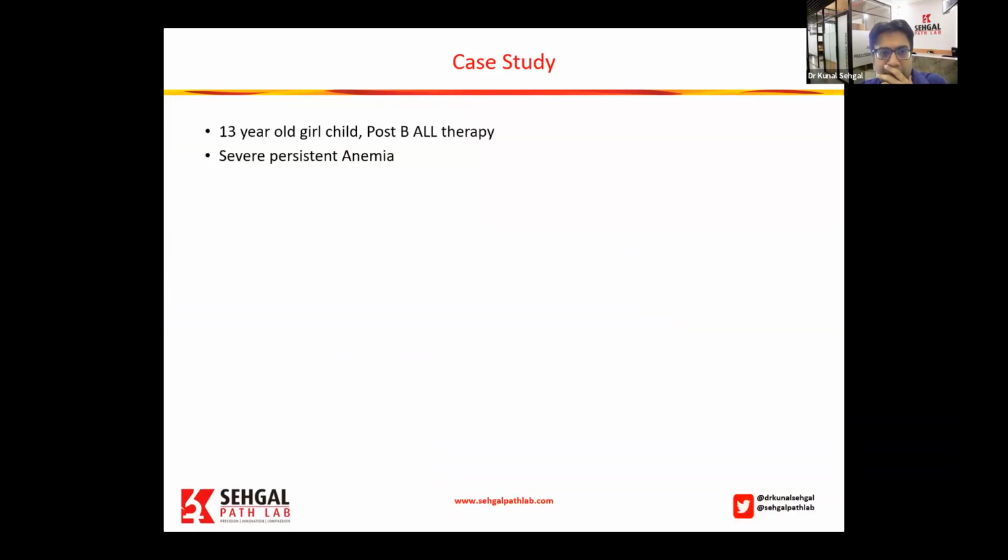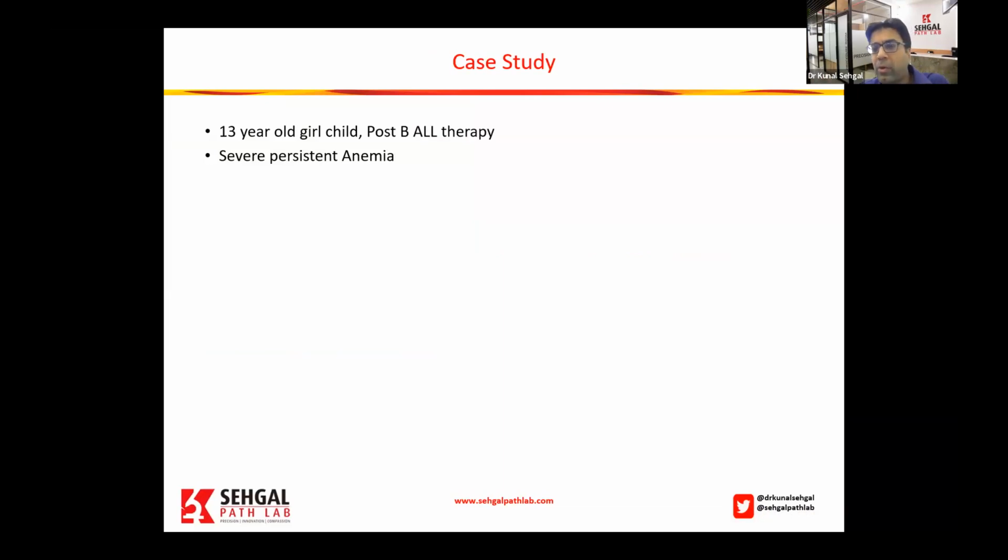So with that broad overview, I would like to move to 3-4 cases just to give you a brief of how we see it in practice on a day-to-day basis, just random cases, nothing in order. Some may be rare, some may be common.